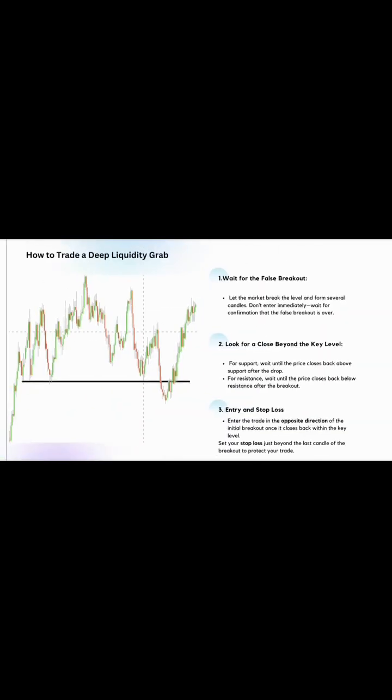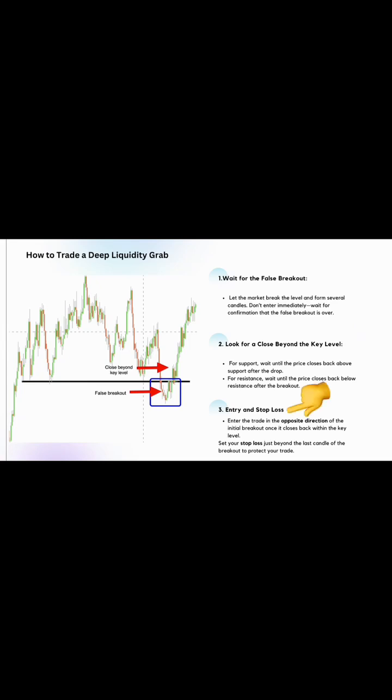So, how to trade a deep liquidity grab? Wait for the false breakout, let the market break the level, and form several candles. Don't enter immediately, wait for confirmation that the false breakout is over. Look for a close beyond the key level. For support, wait until the price closes back above support after the drop. For resistance, wait until the price closes back below resistance after the breakout.